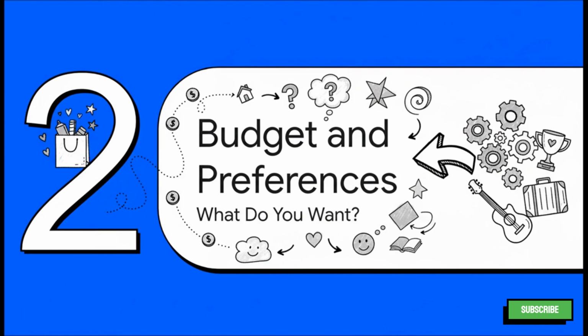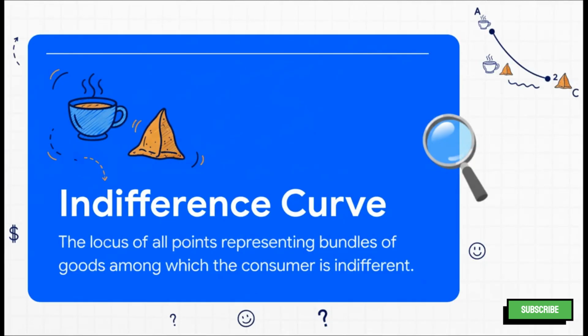But look, knowing what you can buy is only half the story, isn't it? The other half, the much more personal part, is all about what you actually want to buy. This is where we shift gears from the hard limits of your budget to your personal desires. And in economics, we have a word for that: preferences. So how do we map out these desires? Well, economists came up with a really clever tool called an indifference curve.